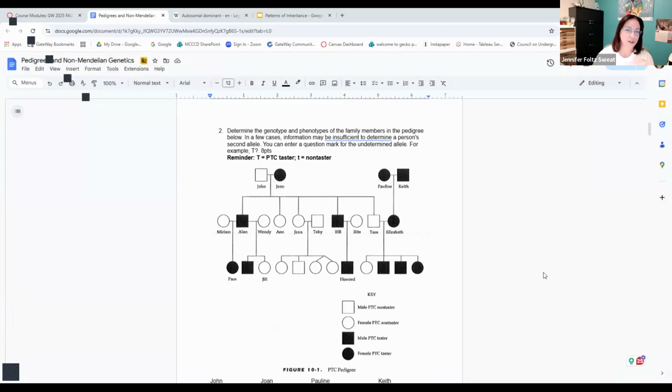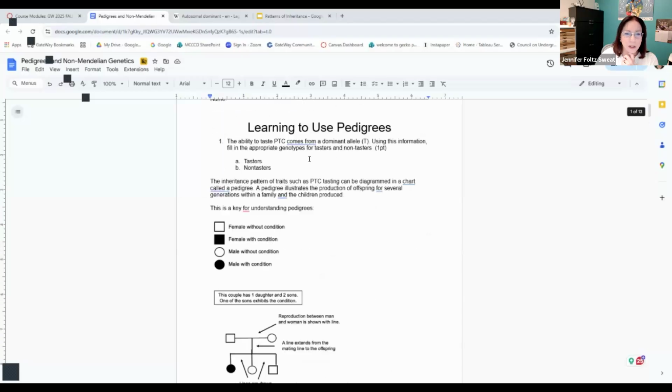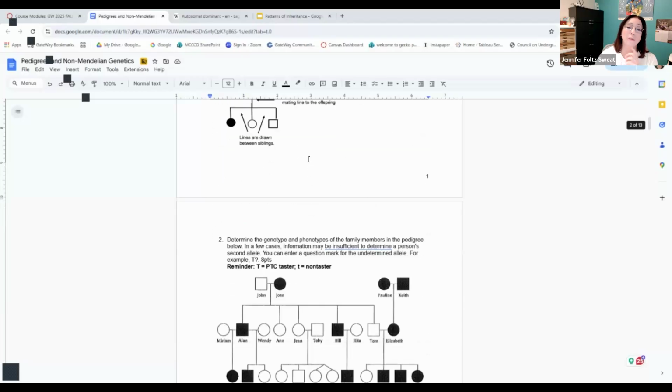You can always enlarge your screen. All right, so this is referring to people's ability to taste this chemical called PTC. And I have to say, I think I explained it up here. Oh, I did not explain it. That was on my other worksheet.